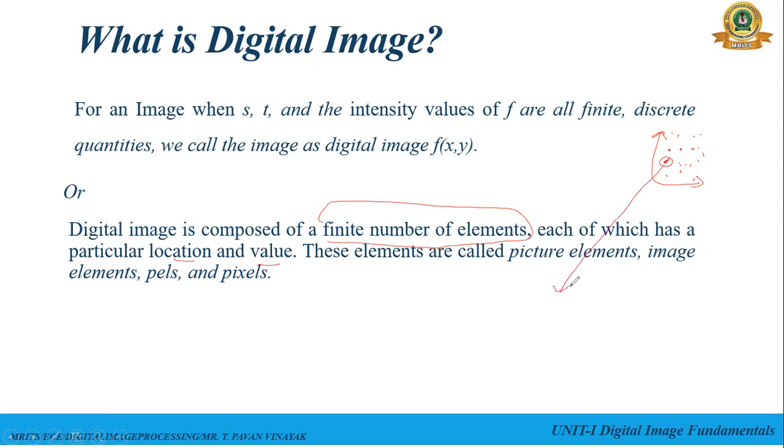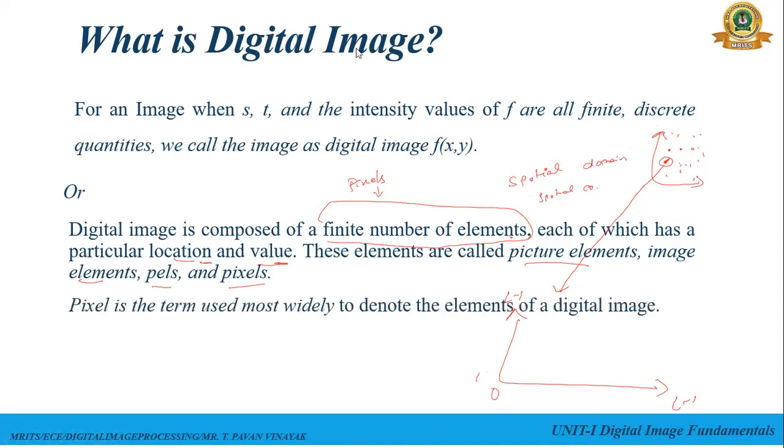These values are called picture elements, image elements, pels, or pixels. This means a digital image is composed of pixels. So what is a pixel? A pixel is a finite element which has a particular location and a particular value in spatial domain, or spatial coordinates. For a digital image, the spatial coordinate range is 0 to L minus 1.